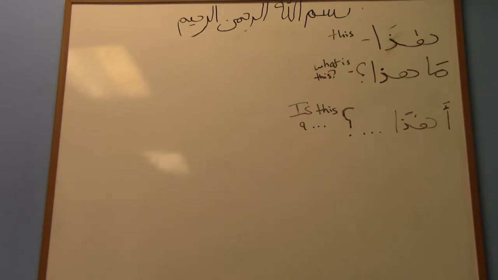Page number 7. We have here tamreen. Everyone, tamreen, which means exercise. Now we have here questions on the right hand side, and on the left hand side are our pictures, which you have to respond to. So the question asks, ma hadha, what is this? You have to respond, hadha miftahun, hadha kitabun, hadha qalamun, hadha babun, هذا بيت, right, هذا كرسي. So alhamdulillah, this is very easy, and we all should understand by now.